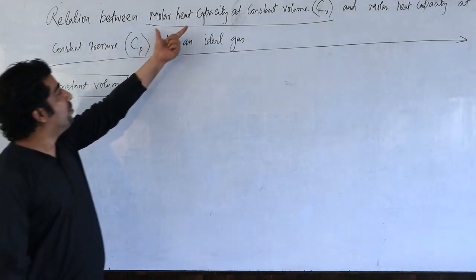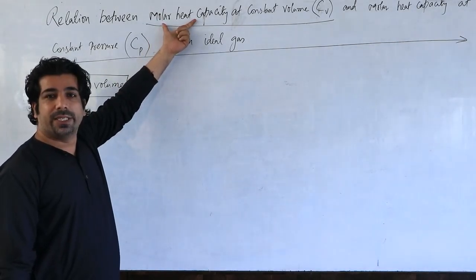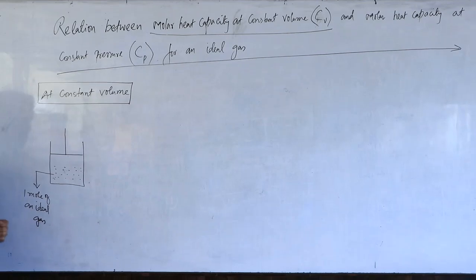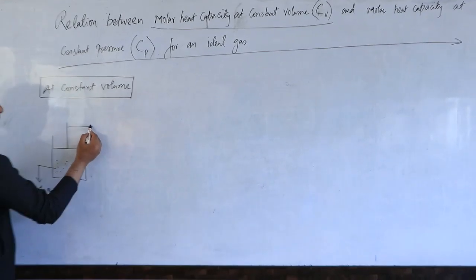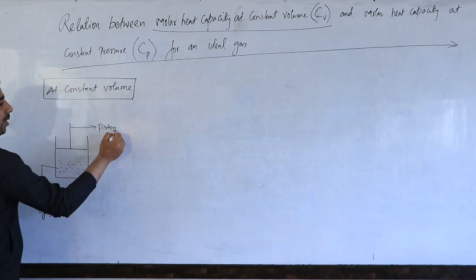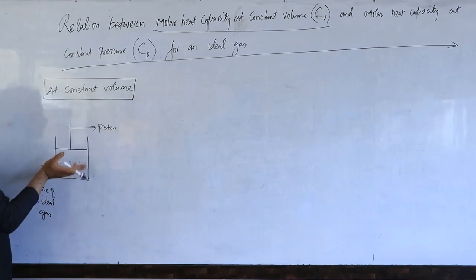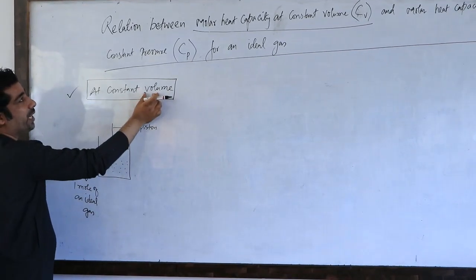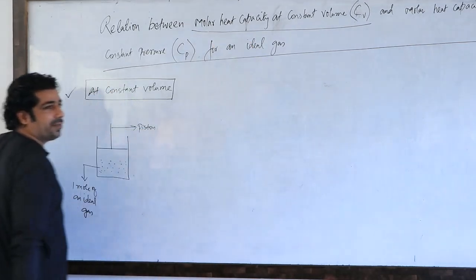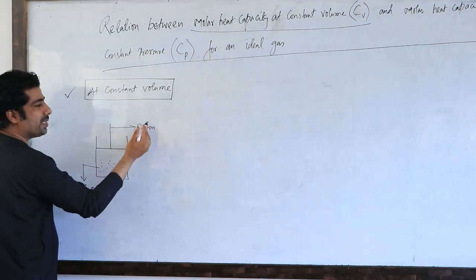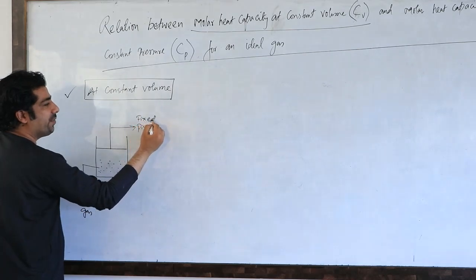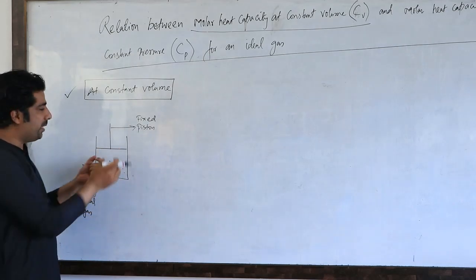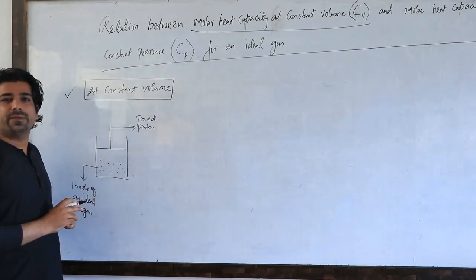Because I am talking about molar heat capacity, it will be related to 1 mole. Remember that. That's why I am taking 1 mole of an ideal gas. This thing is a piston. If this piston moves up and down, then there will be a change in volume. But I told you my topic is at constant volume, we have to check the molar heat capacity, my dear friends. So I will keep this piston fixed. When the piston is fixed, you cannot move it. When the piston is not moving, the change in volume will be 0.